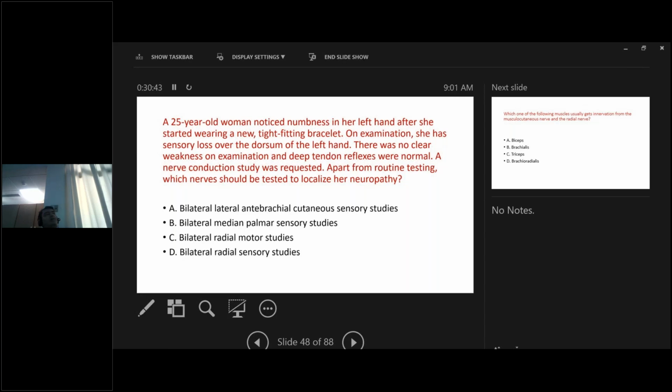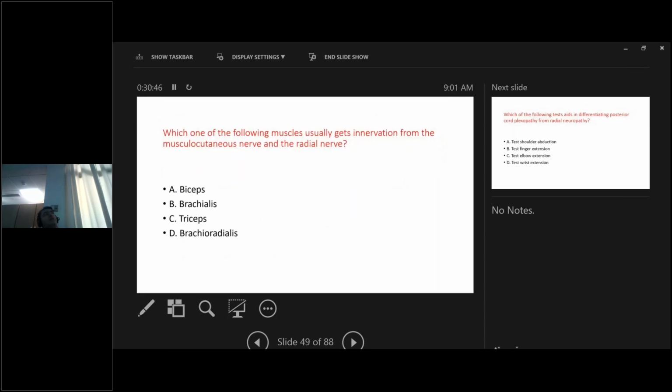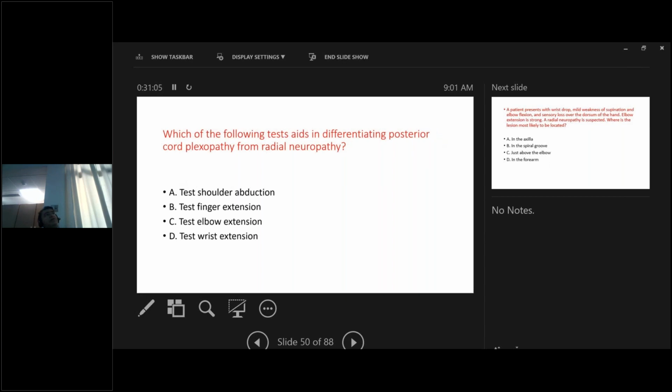Okay. Which of the following muscles usually gets innervation from the musculocutaneous nerve and the radial nerve? Brachialis. Okay. So usually it's musculocutaneous, but in 70 to 80% it gets innervation from the radial nerve. Now, which of the following tests aids in differentiating posterior cord plexopathy from radial neuropathy? Elbow extension. Shoulder abduction, because that comes from the axillary.